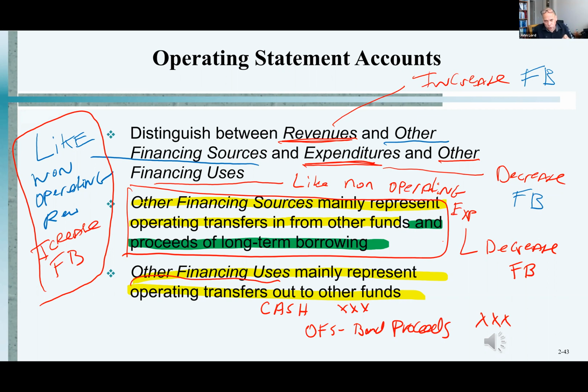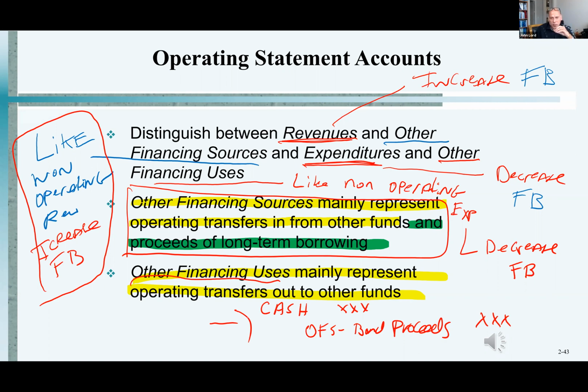Other financing sources increase fund balance, and there's only 2 of them. The bond proceeds, and you can kind of see the example of the journal entry there for the bond proceeds, debit cash, credit other financing source, bond proceeds. It's like a non-operating revenue. You credit it when it increases, and transfer in. And you saw the example on that second slide. I wrote in that example, we credited the 30,000 for other financing source in the capital project fund.